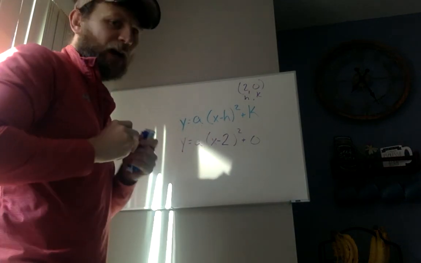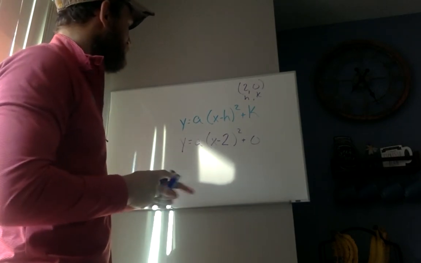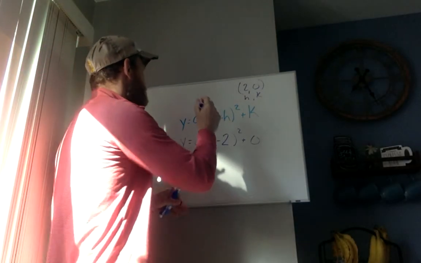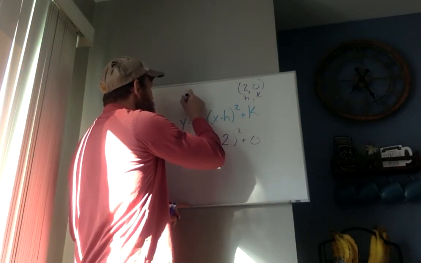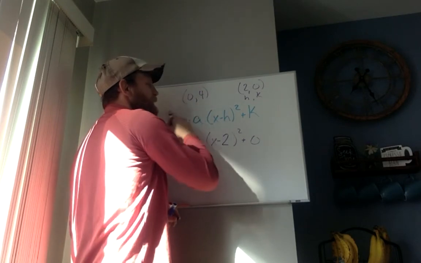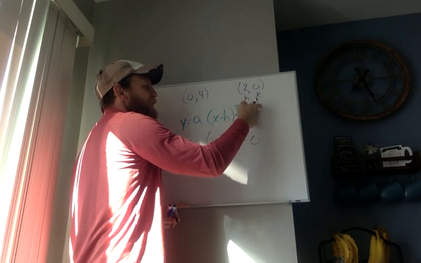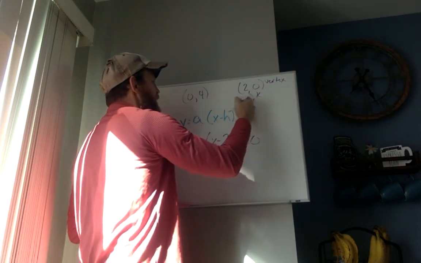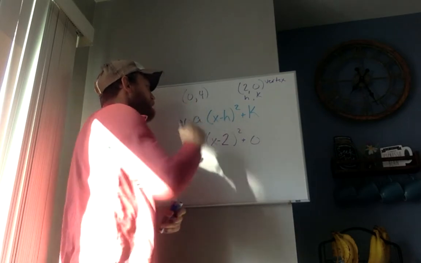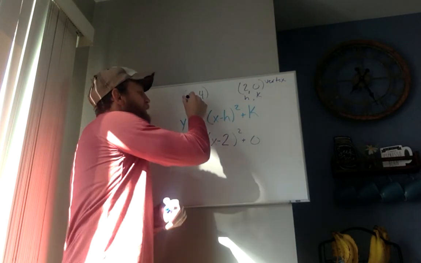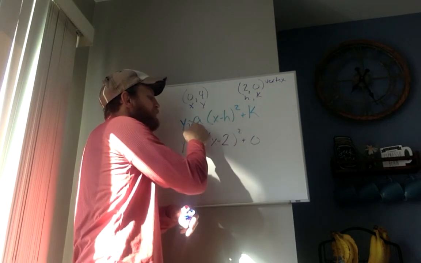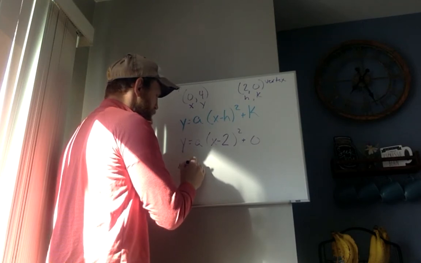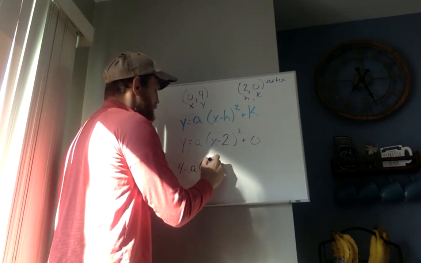But I didn't figure everything out. I still need to find A. So what I do is I take that other point, which was 0, 4, and I'm going to label that. This one I labeled HK because it was my vertex. I remember Harry Callis. This one I'm going to label X, Y, and I'm going to use that to find A. So Y is 4 when X is 0.